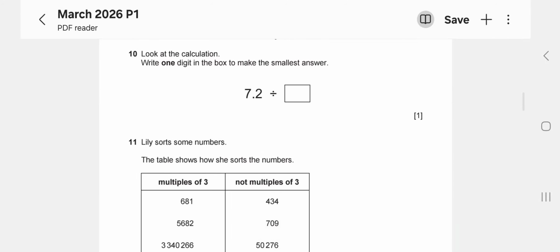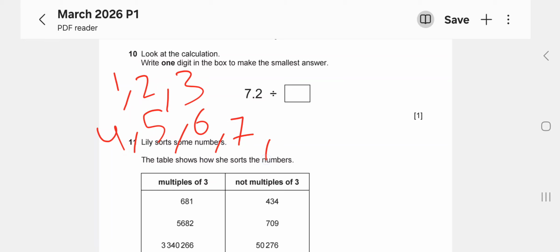7.2 divided by what? We need to get one digit in the box to make the smallest answer. One digit, meaning 1 or 2 or 3, 4, 5, 6, 7, 8, 9. Those are the numbers with one digit we can use to get the smallest answer. Anytime in the division, if I want to get the smallest answer, I have to divide by the largest number. This is the rule.